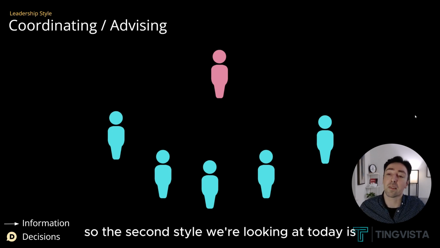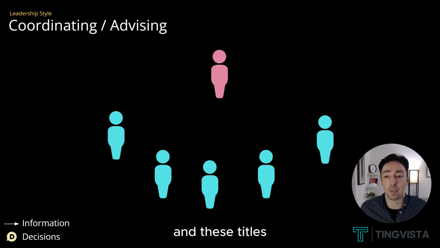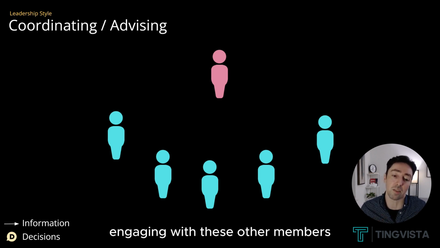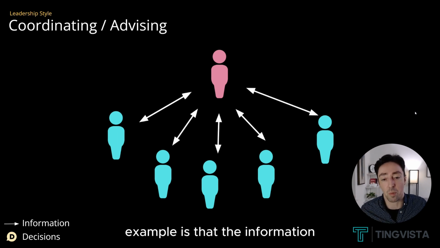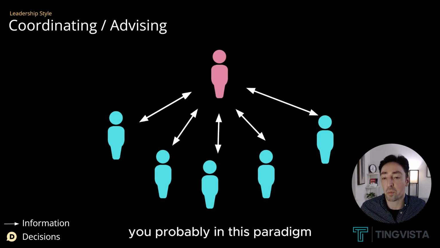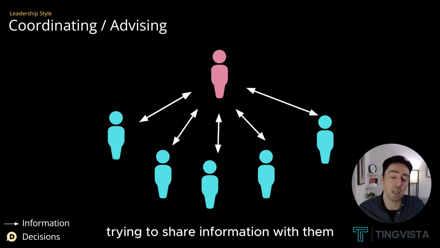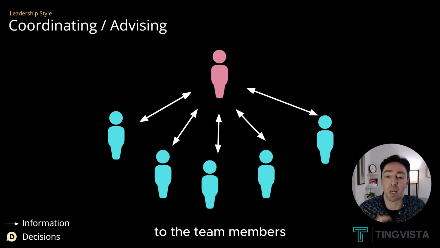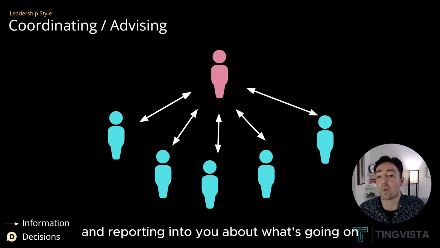So the second style we're looking at today is something we're going to call coordinating/advising. And these titles refer to how you, again, the pink dot here, are engaging with these other members. And in this style, the main difference from our previous example is that the information sharing switches to a more bi-directional emphasis. So you probably in this paradigm spend at least as much time trying to push information to the team members, making sure they have the context, as they do reporting up status to you and reporting into you about what's going on.